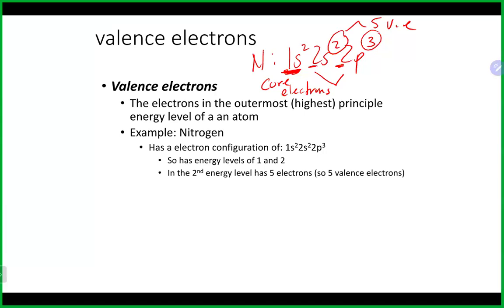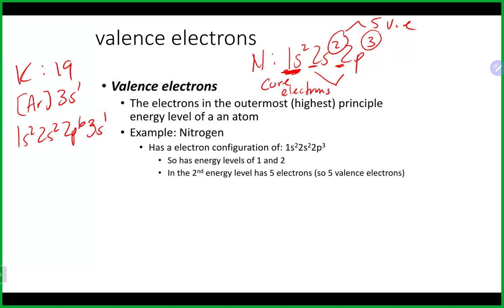Now, you could look at, for example, potassium, which is 19. We had a little argon, 3s1, or 1s2, 2s2, 2p6, 3s1 there.